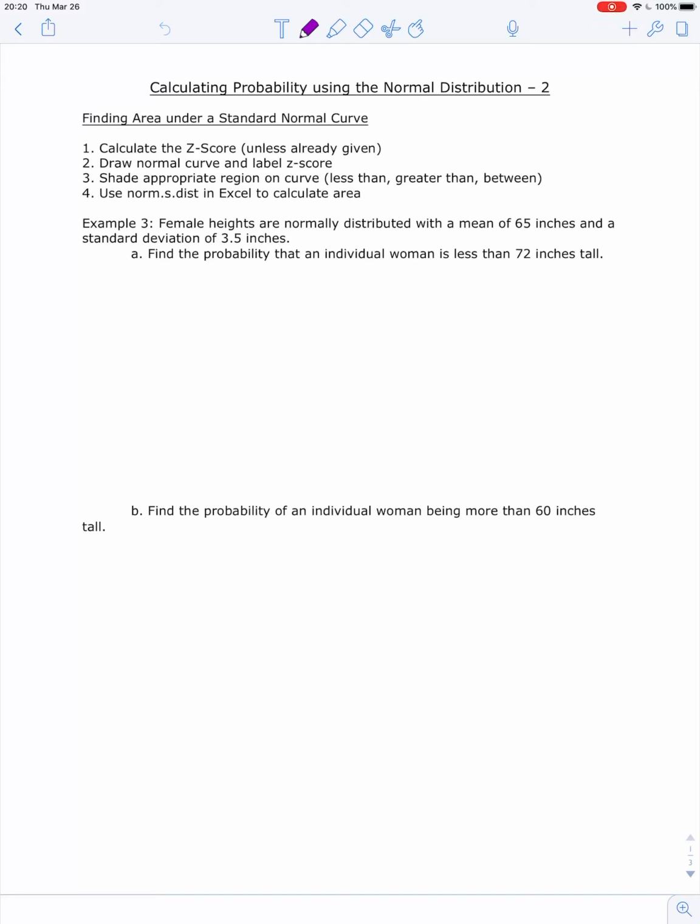So let's get into an example. Female heights are normally distributed with a mean of 65 inches and a standard deviation of 3.5 inches. We want to find the probability that a woman is less than 72 inches tall.